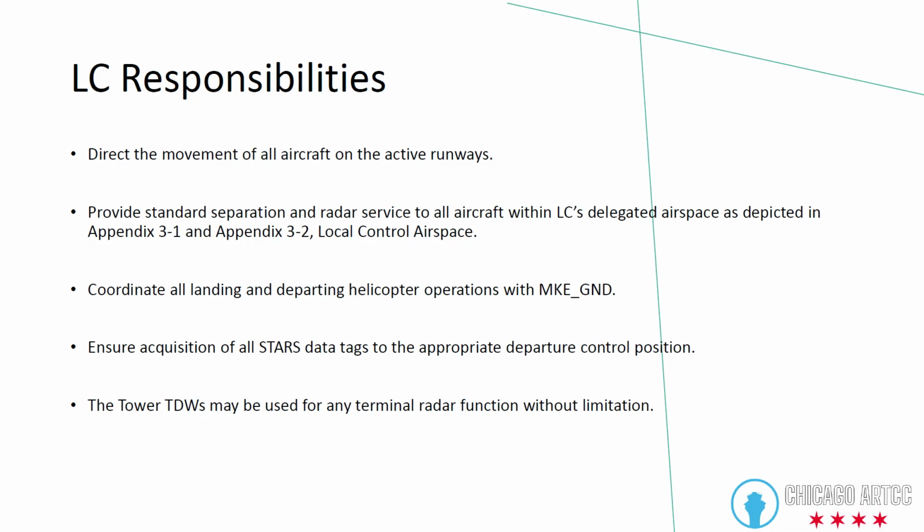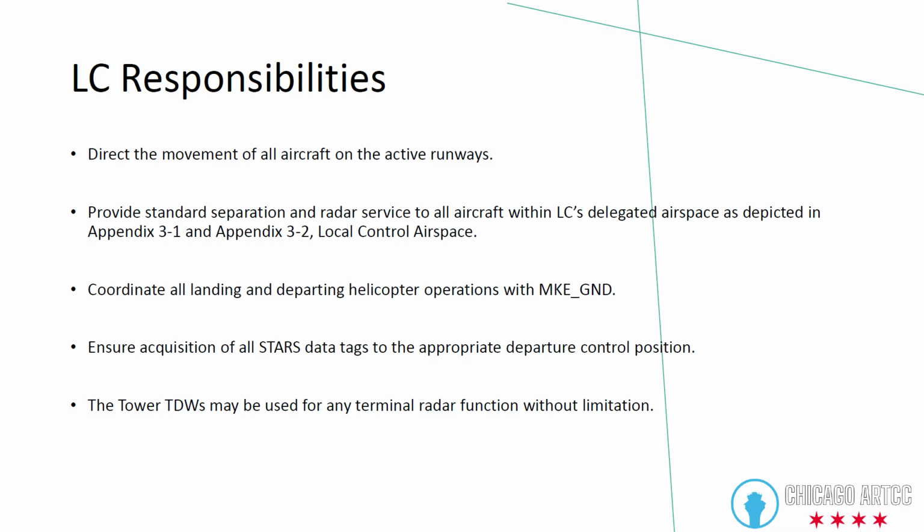Local responsibilities. Again, this is still Milwaukee. Direct the movement of all aircraft on the active runways. Provide standard separation radar service to aircraft within local control's delegated airspace as depicted in Appendix 3-1 and 3-2, local control airspace. You can look that up in the appendix of the Milwaukee SOP. Coordinate all landing and departing helicopter operations with ground. Ensure acquisition of all STARS data tags to the appropriate departure control position. Again, they should be doing an auto track, and you should be pushing a strip.